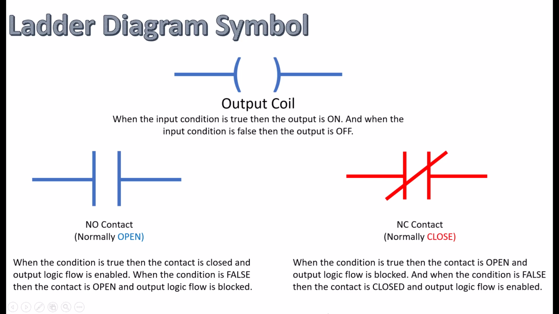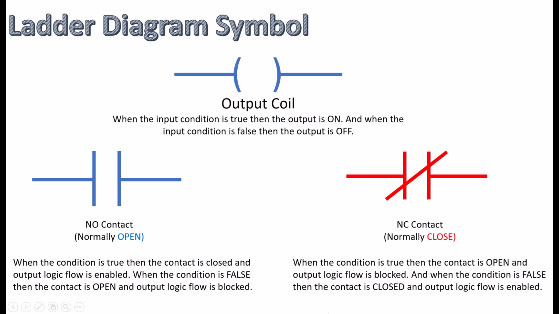On the other hand, we have the normally closed (NC) contact. This works in the opposite way to the normally open contact. The normally closed contact begins in a closed state, allowing current to flow when the input condition is false. However, when the input condition becomes true, the contact opens and the current flow is interrupted. It's useful for scenarios where you want a device to remain active until a condition is met, at which point it turns off.